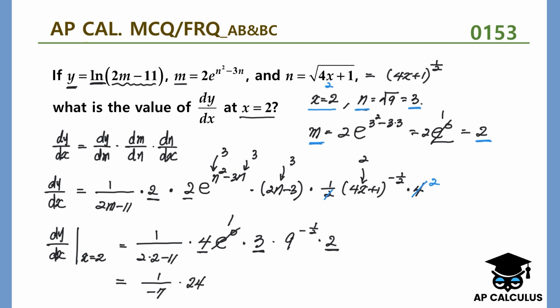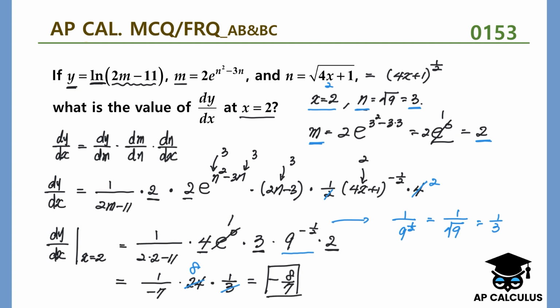Right? Here, this value is 1 over 9 to the power of 1 over 2, right? That's the square root of 9. That's 1 over 3, right? So times 1 over 3. So if we simplify this, that's going to be 8. So finally, the answer is negative 1 over 7 times 8, negative 8 over 7. That's our answer.